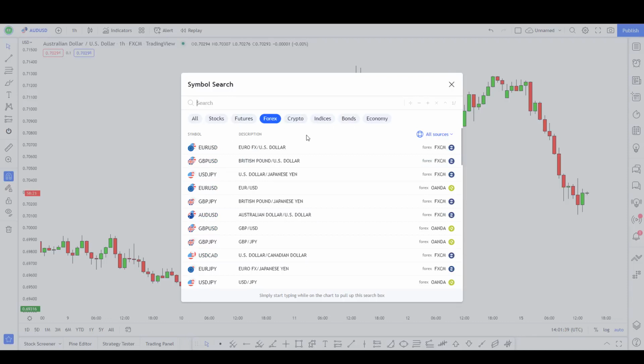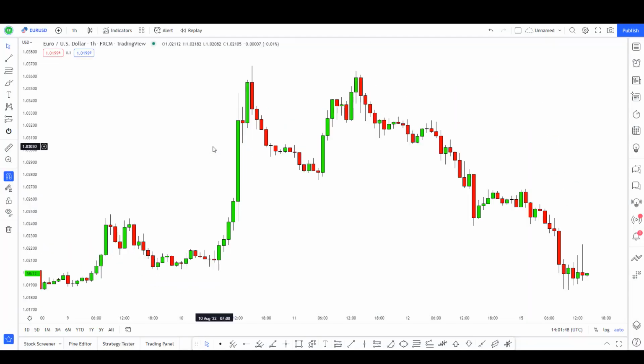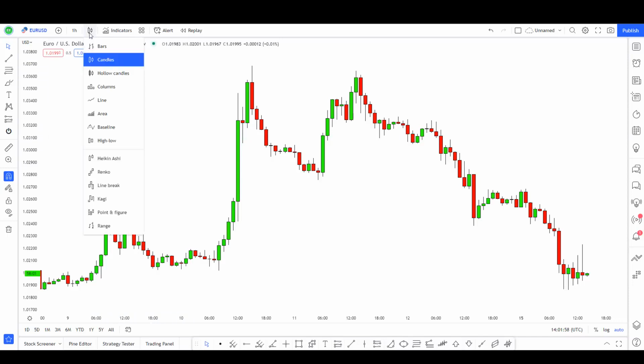Let's say you want to trade Forex. You click on the Forex tab, and then a list of Forex symbols will open. By clicking on one of them, like the Euro USD, you will open the Euro USD price chart. The next element of price charts you must know is the type of price chart. There are many different ways of displaying price information in the chart.